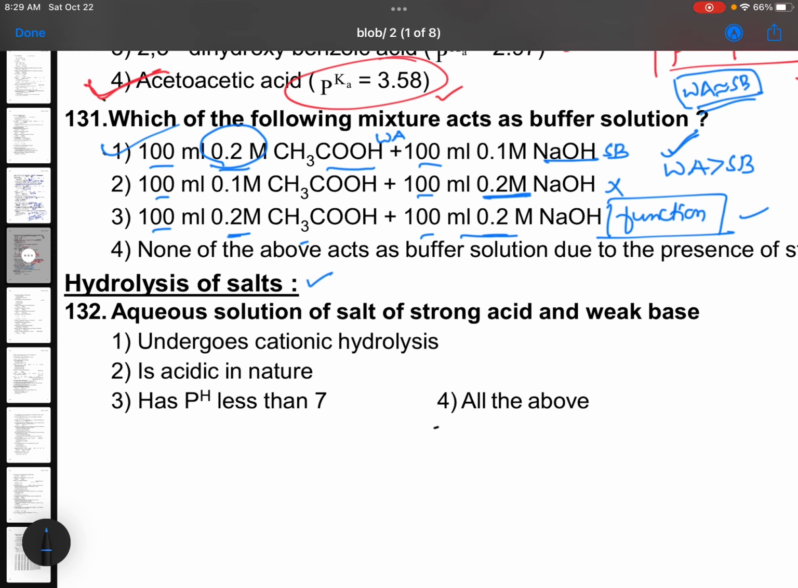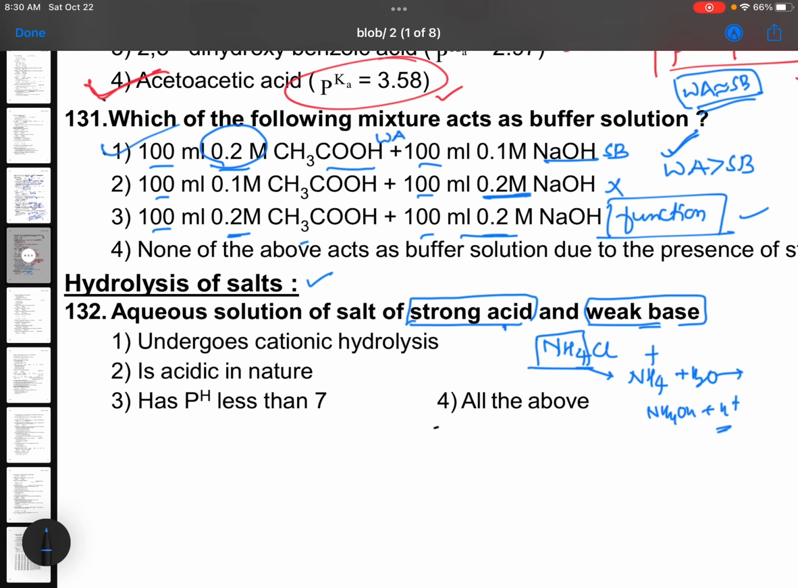Few questions about hydrolysis of salts. Aqueous solution of salt of strong acid and weak base. Acid is strong, base is weak. So what acid and base can you take? NH4Cl. From this, the NH4 plus part undergoes hydrolysis to form NH4OH and H plus. So when it is from a strong acid, it is acidic in nature. It undergoes NH4 plus cationic hydrolysis. pH is definitely less than 7. So all of these are correct.